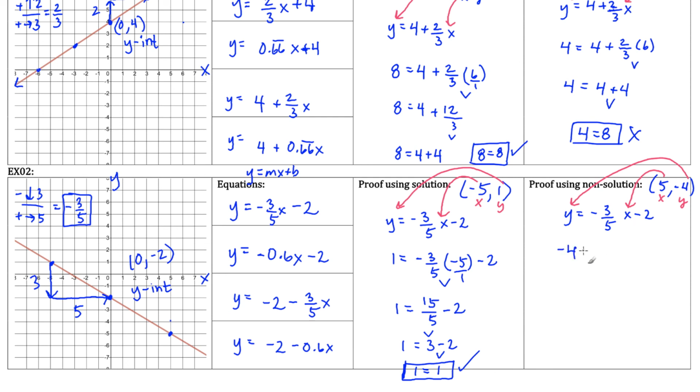So negative 4 equals negative 3 over 5. X was 5 minus 2. If you just multiply these in your calculator or in Desmos, a negative times a positive is a negative. And a shortcut is, you can just do it all in your head. 3 times 5 is 15, divided by 5 is 3. So negative times a positive is a negative. 3 times 5 is 15. 15 divided by 5 is 3. And negative 3 minus 2 is negative 5, which is not equal to negative 4.